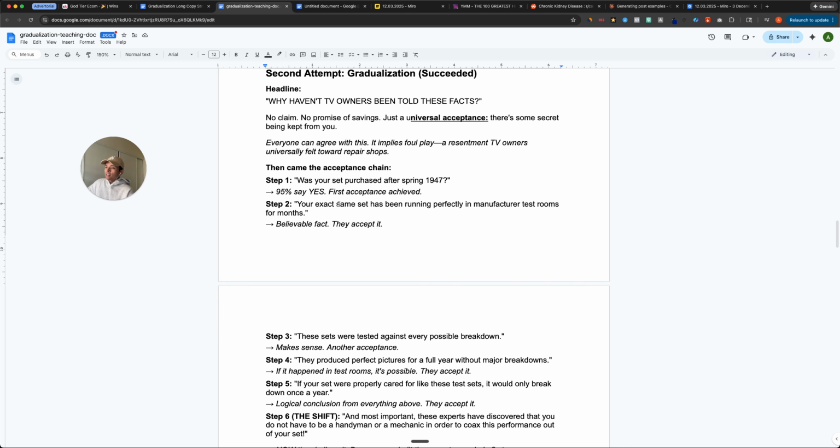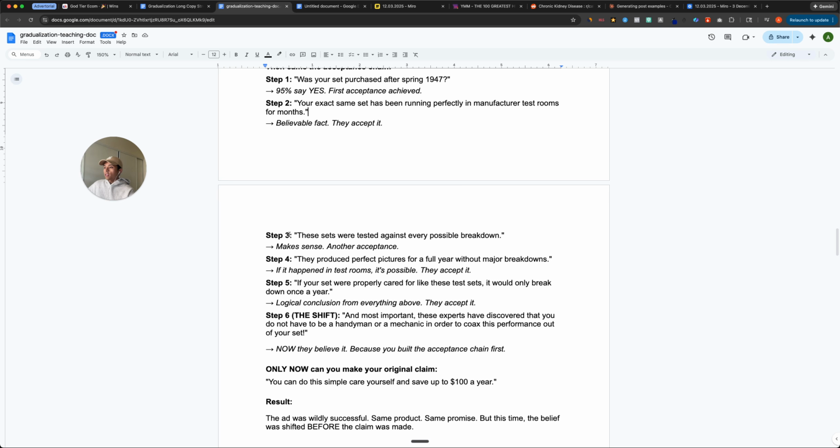Your exact same set has been running perfectly in manufacturer test rooms for months. So this is a believable fact. We're basically saying, hey, the TV that you have, it's in a test room currently and it's perfectly fine, right? Step 3, these sets were tested against every possible breakdown. This makes sense, right? That's the whole point of testing. Step 4, they produced perfect pictures for a full year without major breakdowns. So if it happened in test rooms, it's possible, they accept it.